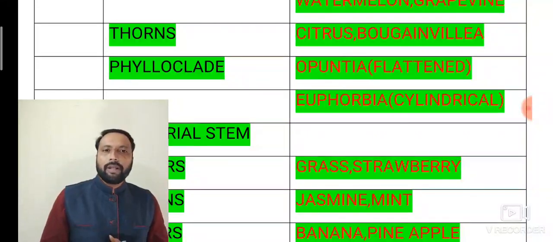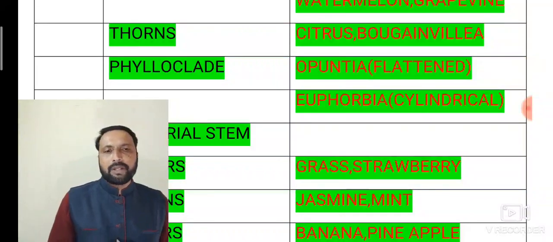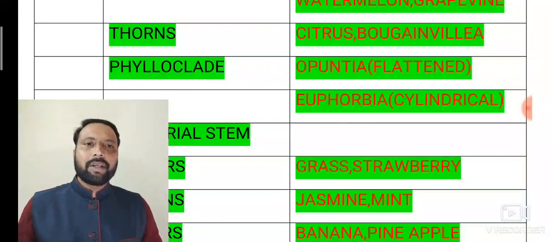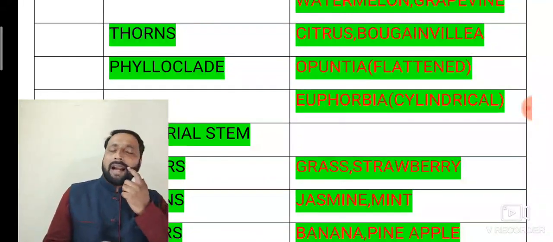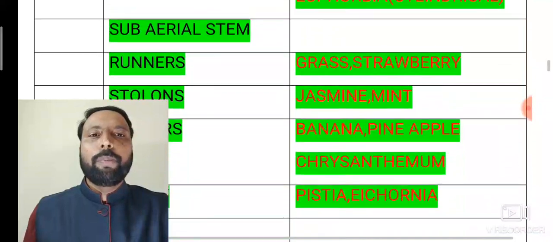Example, citrus and bougainvillea. Then phylloclades, generally in xerophytes, the phylloclades are present. There, the leaves fall off, and the stem is modified into a green expanded structure called phylloclade. Flattened phylloclades are seen in Opuntia, cylindrical phylloclades are present in Euphorbia.